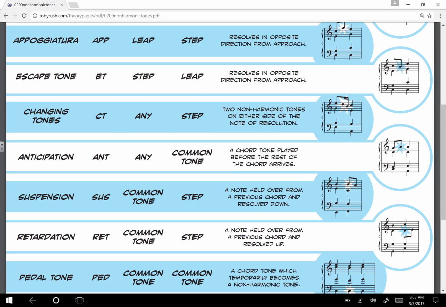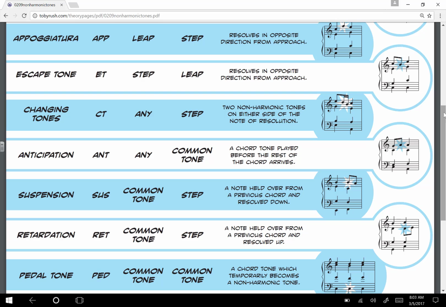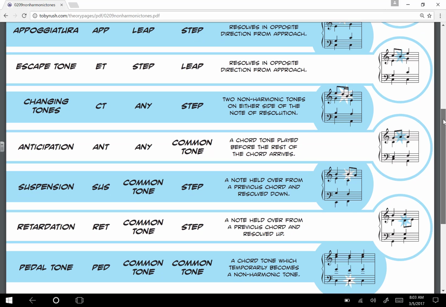Next non-chord tone is the pedal tone, abbreviated PED, approached by a common tone, resolved by a common tone. A chord tone which temporarily becomes a non-harmonic tone is going to be the pedal tone, also known as pedal point, as discussed earlier. So here in this 3-chord example, the second chord, the C, where the star is, is where our pedal point or pedal tone occurs in the bass. Let's take a listen to this example.